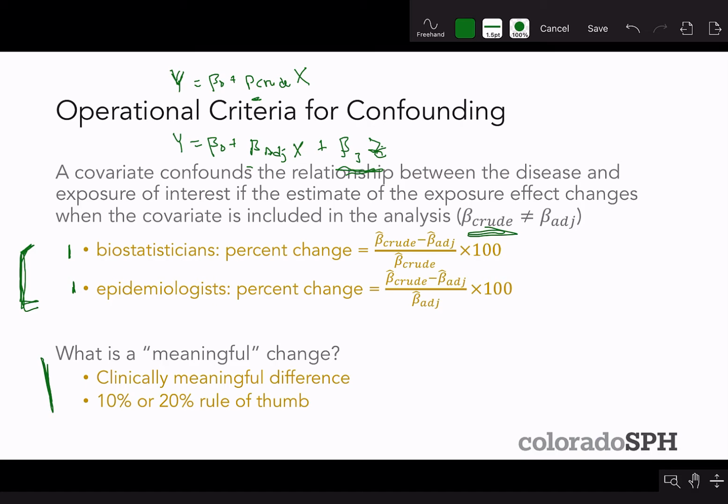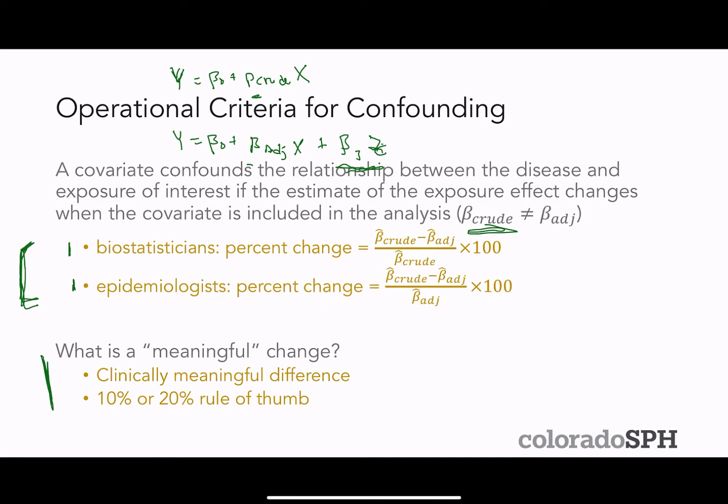Generally speaking, I'm not going to go into the details of why. In linear regression, the operational criteria and the classical criteria agree with each other. But in logistic regression, the operational criteria and the classical criteria will not always agree. So we're going to use the operational criteria to determine if something is a confounder.